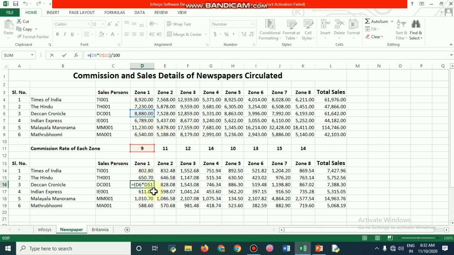Deccan Chronicle needs 9% commission, 8,880. So what changes must happen over here? Look here, Times of India. What is the commission to be made? Likewise, okay.